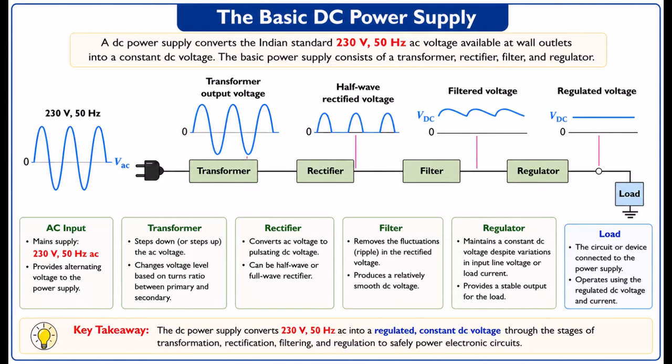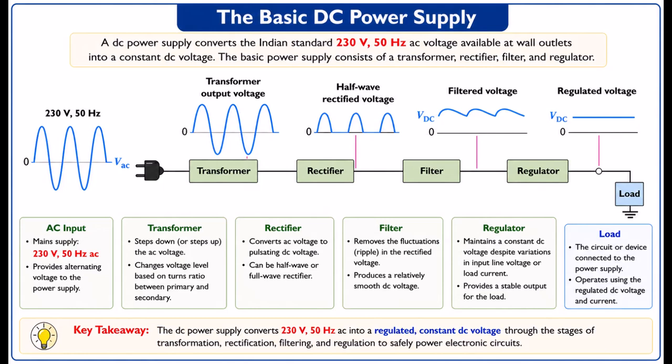The first major stage is the transformer. The main function of the transformer is to change the AC voltage level. In most electronic power supplies, it steps the mains voltage down to a safer and more suitable value. In some specialized applications, a transformer may step up the voltage instead. The amount by which the voltage changes depends on the turns ratio between the transformer's primary and secondary windings.